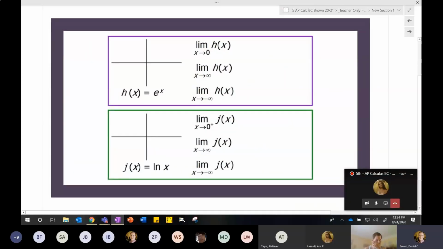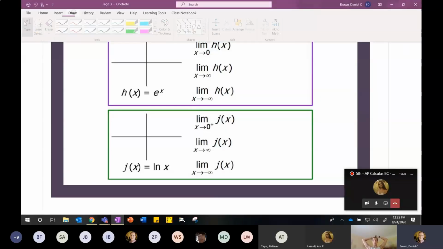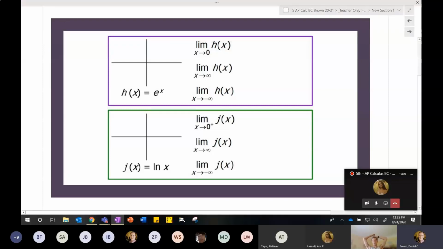Those prereq skills are basically the graphs of exponential functions and the log function, because we see these a lot with limits, and I just know students have probably forgotten these, especially the natural log one. So I did just want to review those with you, and then we'll move into the calculus. The first thing I wanted to review is the e to the x function.